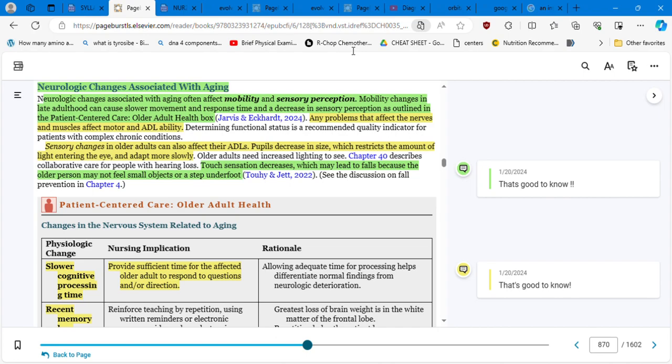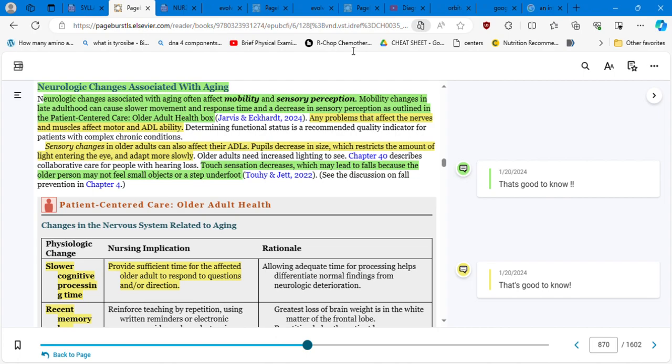Pupils decrease in size. It's very important to know this, which restricts the amount of light entering the eye and adapt more slowly. That's why many patients sometimes prefer to be in the darkness, right? In rooms that are dark instead of the full light of the sunlight of the day, unless they are the type of elderly that loves to walk and they are in the habit of walking every day and go to the park, which is unfortunately the smaller percentage of the elderly population.